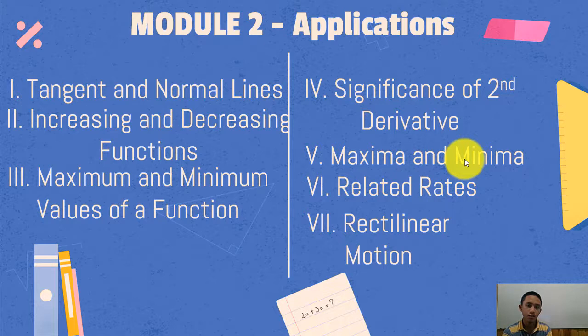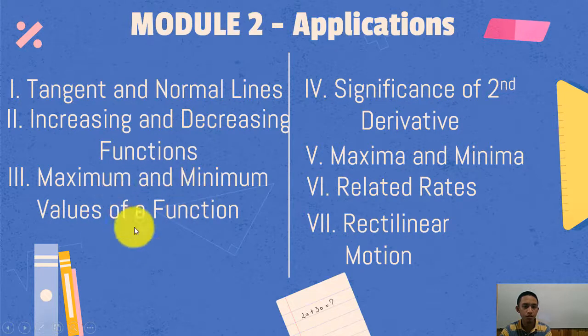We discussed the derivatives of algebraic functions, so let's try to apply them first before proceeding to the other types of functions. These are the applications we will be discussing here: the tangent and normal lines, what is an increasing and what is a decreasing function, and maximum and minimum values of a function.